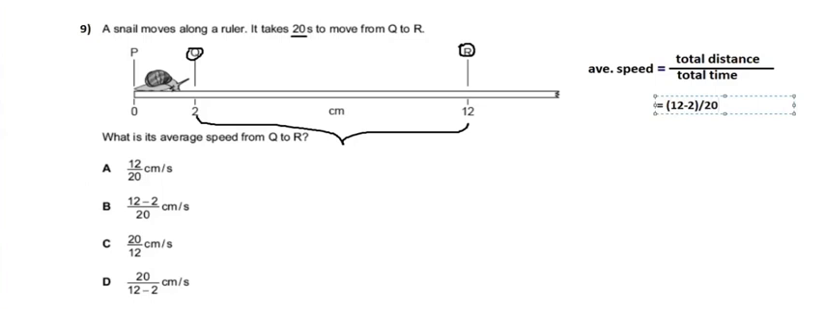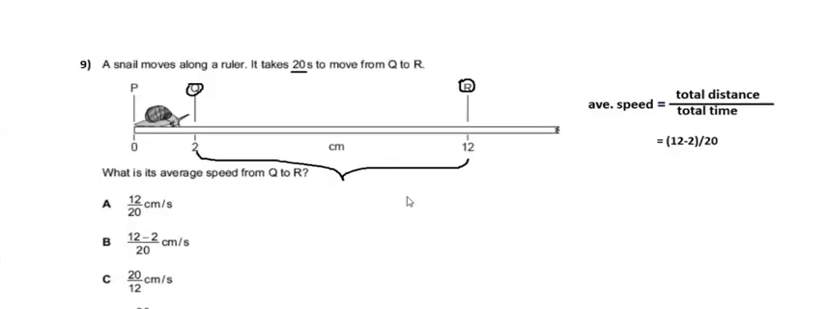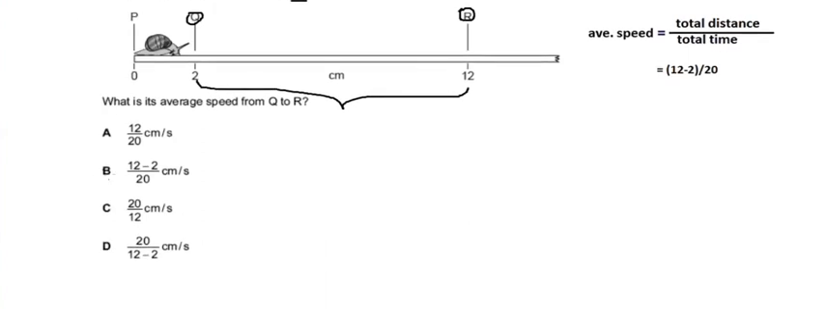20 seconds. So here in this case the journey is nothing but along the straight line only, so there is no difference between the distance and displacement. Whenever it is a straight line, the distance and displacement both are the same thing. Okay, so that's why we have calculated PR minus PQ, that is nothing but 10 by 20 centimeter by second is the value. Here option number B, you can see that it is nothing but 12 minus 2 divided by 20 centimeter by second. So this is nothing but our answer.